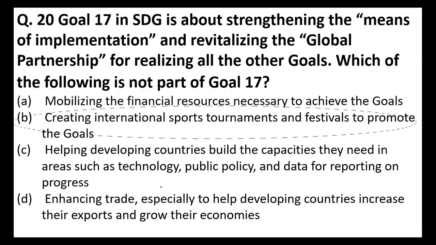The correct answer here is B. See, Goal 17 is not about sports and tournament, because we all know that sports and tournaments and festivals are necessary, but more important things are poverty and gender equality and proper sanitation, water facilities. These are more important. So Goal 17 does not talk about sports tournament and festivals.